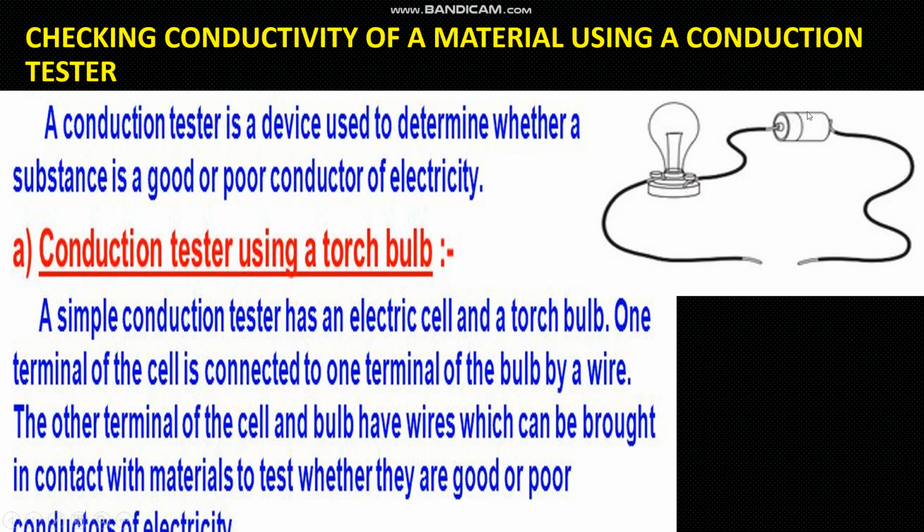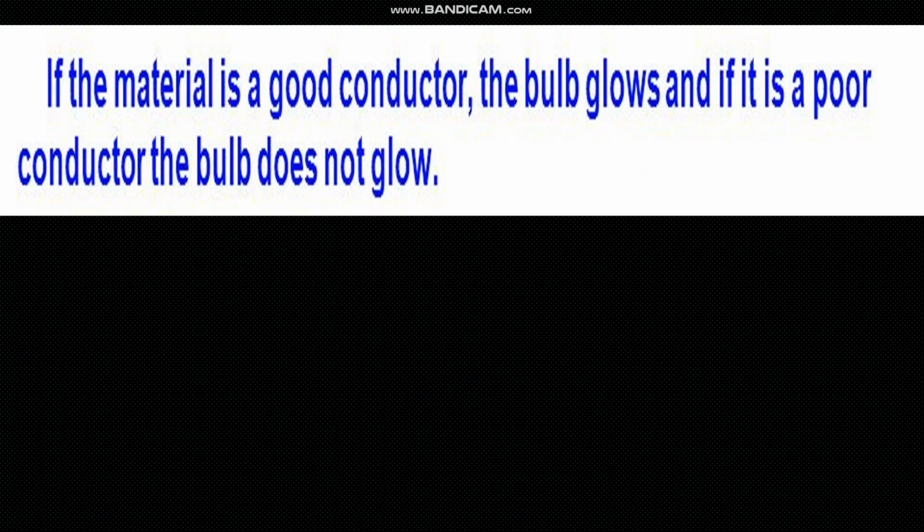So here you can see one terminal of the cell is connected to one terminal of the bulb. The other terminal of the bulb and the other terminal of the battery have wires which are free. Now, to the free ends of this wire, we can bring the material which is to be tested, whether it is a good conductor or poor conductor. So how will we come to know which is a good conductor and which is a poor conductor?